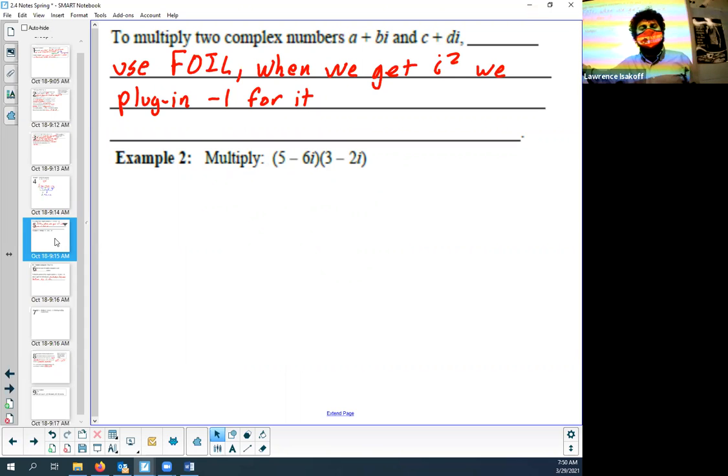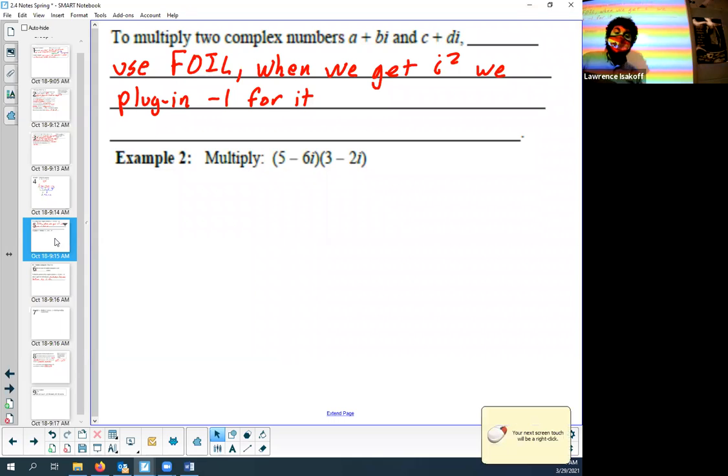You guys know how to FOIL. You saw it from at least integrated math 1, hopefully integrated math 1, but you at least saw it in integrated math 2 and integrated math 3, how to FOIL, how to multiply something like this out. So that shouldn't be unfamiliar. We just have to remember this fact here. i squared will become a -1.